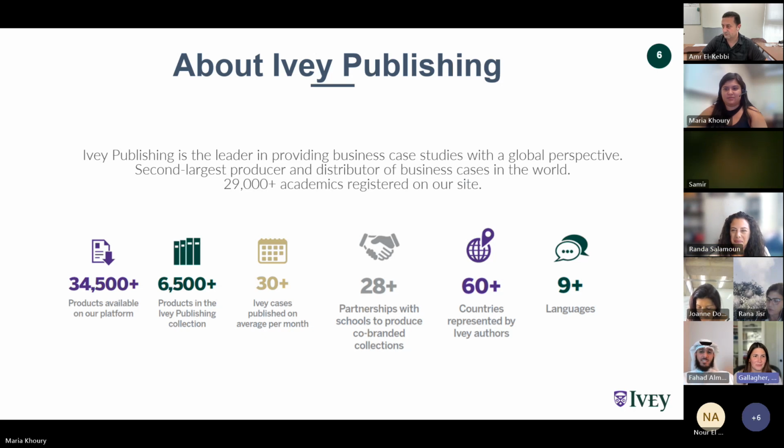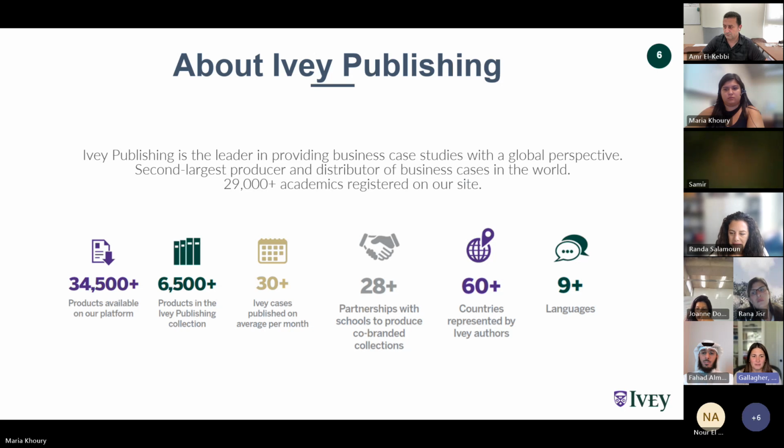Hello, everyone. Thank you. And I just wanted to also start off with a little bit about Ivy Publishing for those that are unfamiliar. So we have over 34,500 products available on our platform, and that is between our distributors and suppliers, us being one of the largest case publishing and other learning materials providers around the world. And we have over 6,500. Some of those are co-brands, as we have here with AUB, where we are joining forces with other schools to make a big impact on the type of stories that we are telling, as here with AUB in the MENA region.